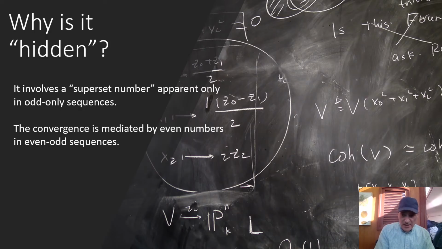So why is this operation hidden? Well, I'll just briefly say here that it involves a set of superset numbers. It is a superset number. It's one of the 2 types of superset numbers, and they're only apparent in odd-only sequences. The other is that the convergence of sequences is mediated by this number. There's always one case of this superset number in every merge, and that is not evident when you study the even sequences. In fact, it's completely obliterated or hidden or obfuscated by the even numbers.